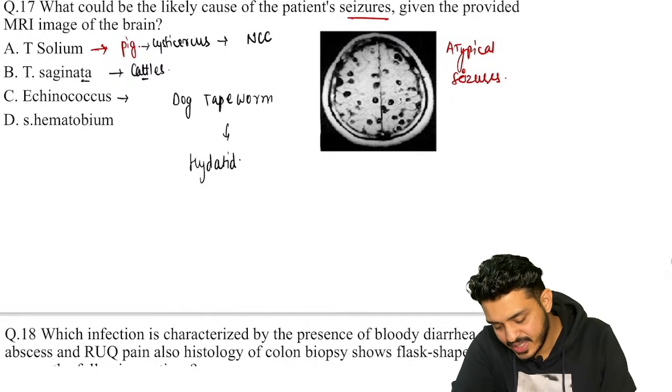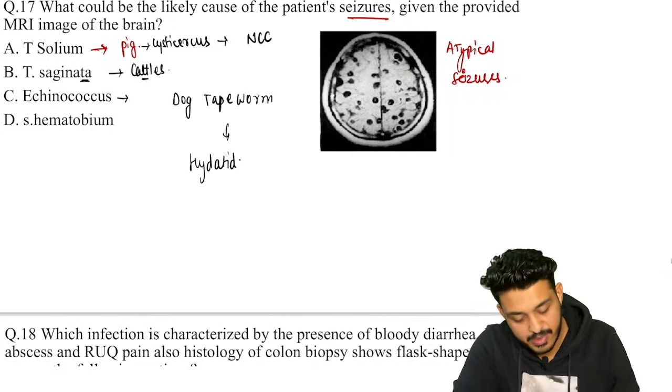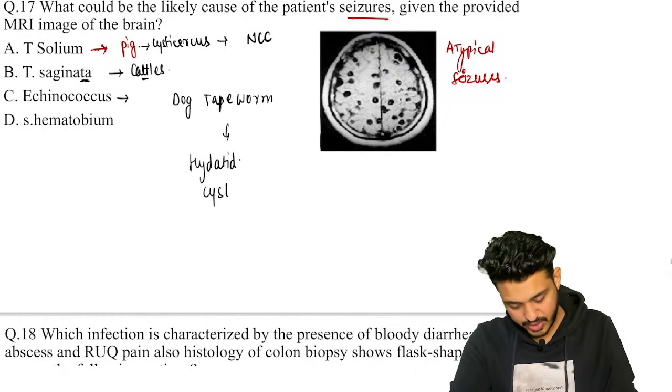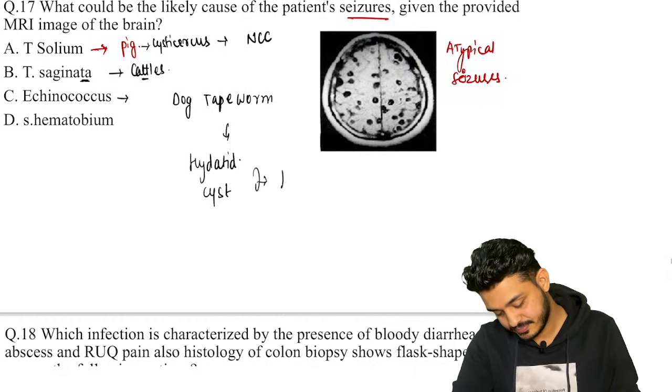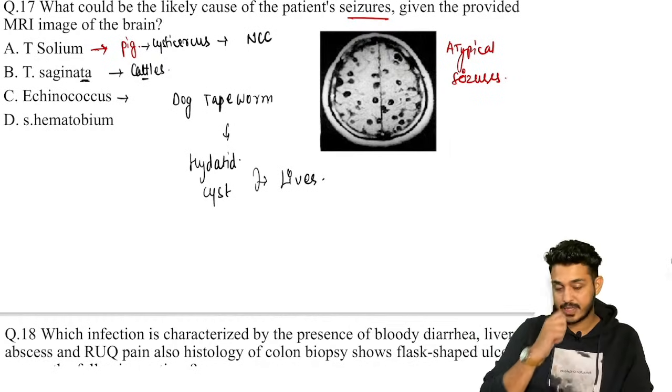Cattle will be having T. Here Saginata will also have T. Okay, cow, whatever you can remember, right? Hydatid cyst, and this hydatid cyst is going to be there in the liver. It can be present in the lungs also. It can be present in the brain also.